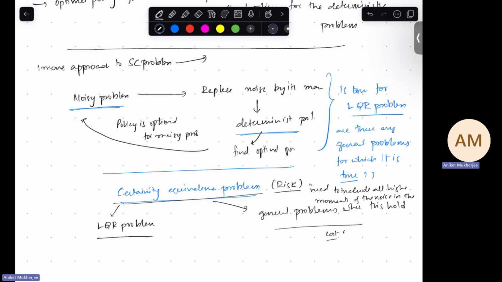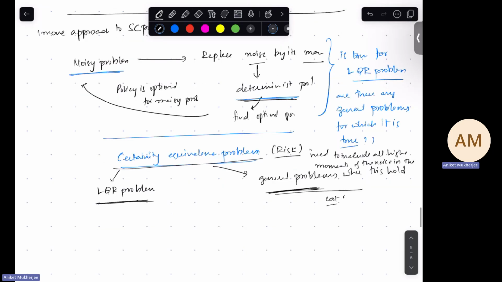If you just introduce the mean, you'll get one optimal policy. If you introduce mean and variance, you'll get another. So this method of finding equivalence by just replacing the noise with mean, or replacing the noise with mean and variance, is certainly true for some subclass of problems, but what other problems are there such that this certainty equivalence theorem also holds?